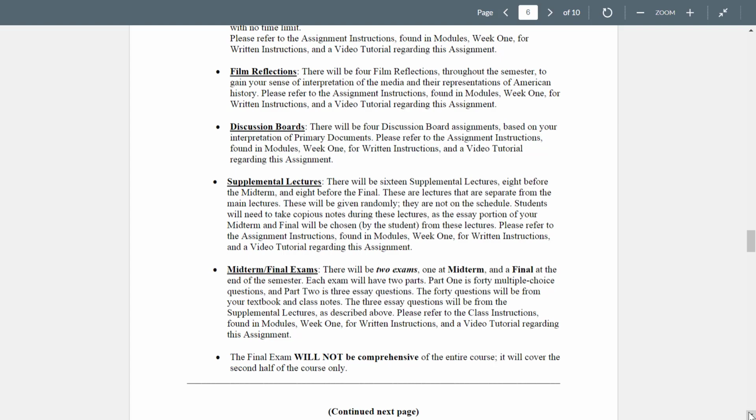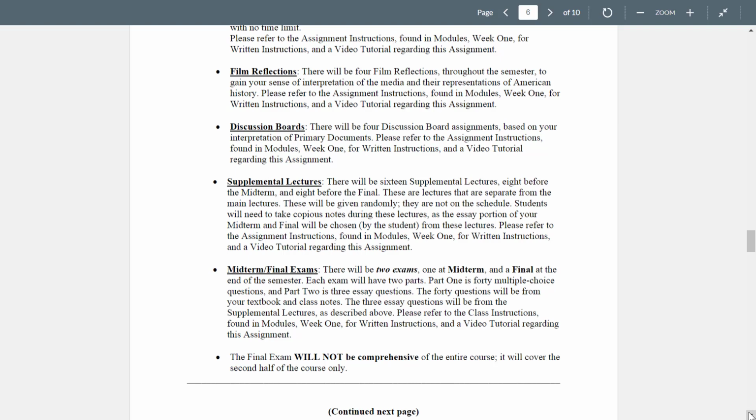Four discussion boards, and discussion boards are based on your interpretation of primary documents. So for a discussion board, you'll read a primary document, and then you'll post about it. You'll also respond to other students. Supplemental lectures, please spend time with this in the instructions, because this is not difficult or complicated, but different than perhaps what you've had before. There'll be 16 supplemental lectures, 8 before the midterm, 8 before the final. These are lectures that are separate from the main lectures, although I'll give them to you in the main lecture, but they're given randomly, not in the schedule.